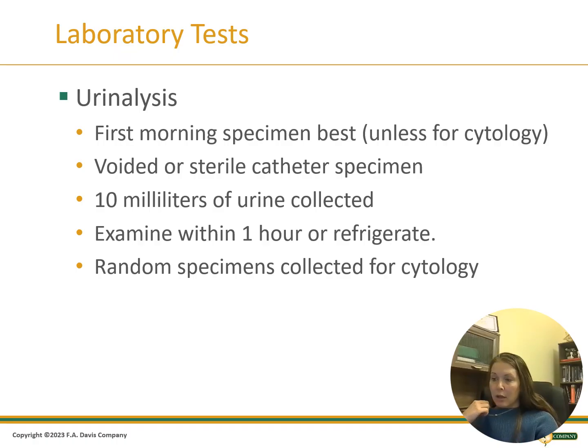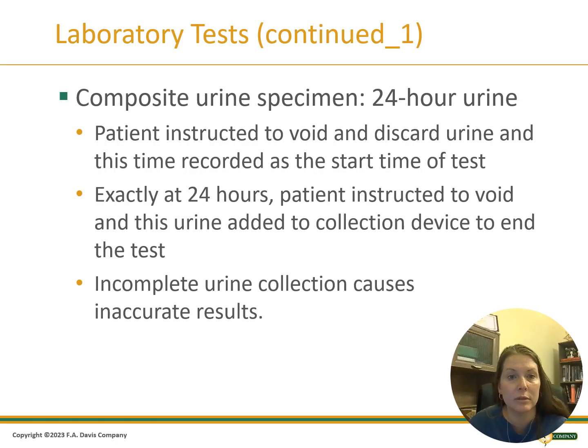So urinalysis, in an ideal perfect world, this is going to be our first morning specimen, unless used for cytology. So that's preferred because it's going to be the most concentrated. If we can, we want to get a voided clean catch or a sterile catheter specimen. Usually about 10 milliliters of urine is going to be sufficient for testing. When you send off a UA, you want to send it very quickly because they need to look at it within an hour of the collection. My point was proper handling of this is crucial for your results.